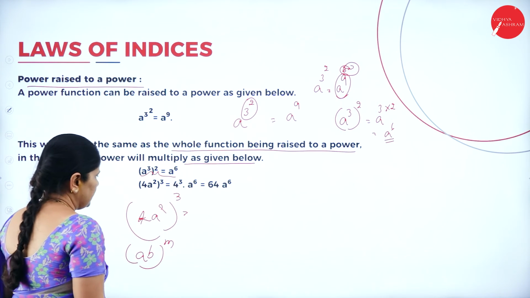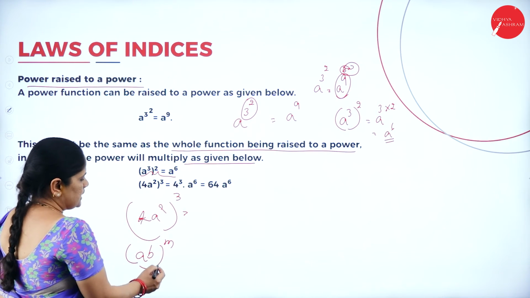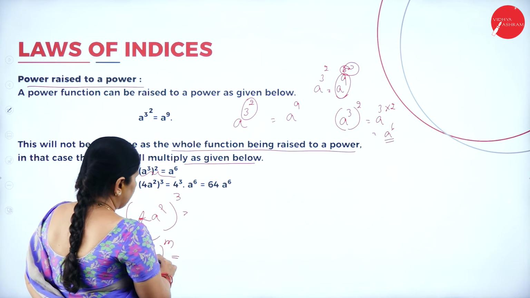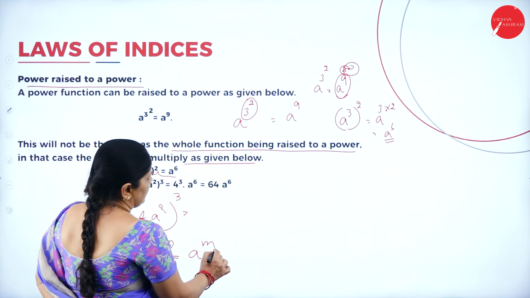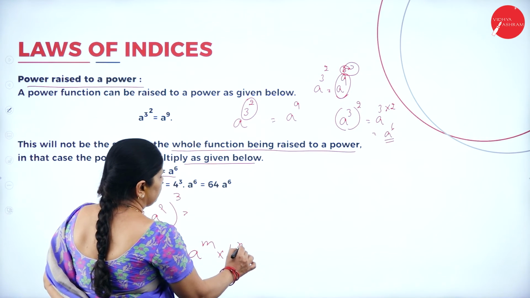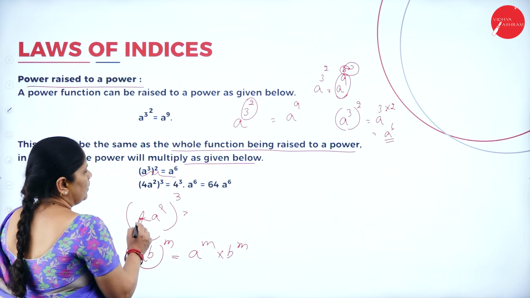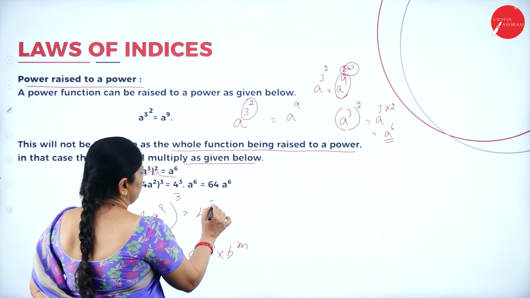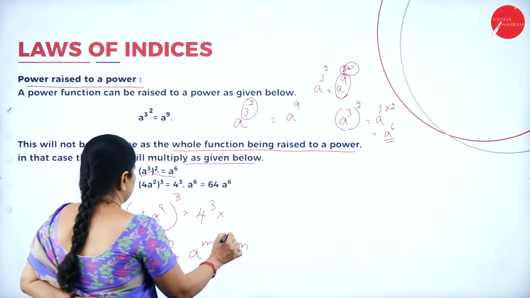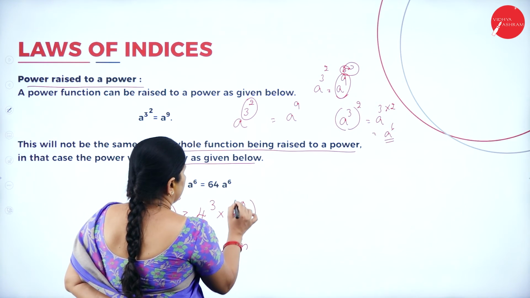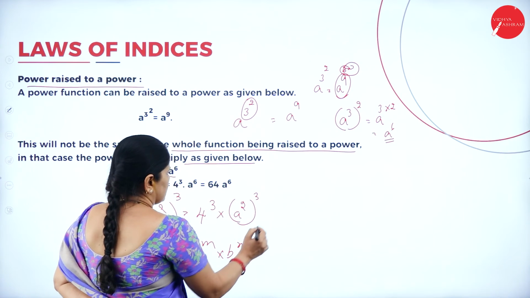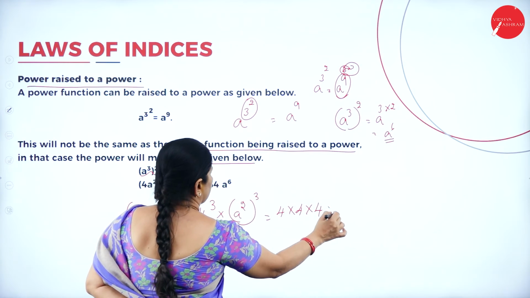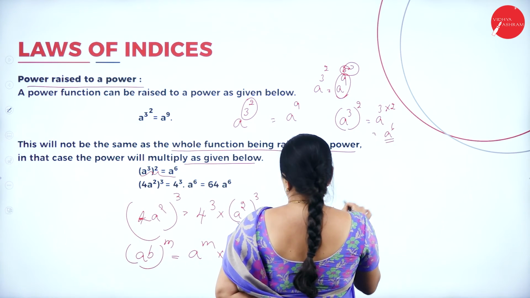In this example, if you can see here, this relates to the theory of indices, that is the fourth law. So, (ab) to the power of m equals a to the power of m into b to the power of m. Now, (4a square) whole cube. So, this will be equal to 4 cube into (a square) whole cube.